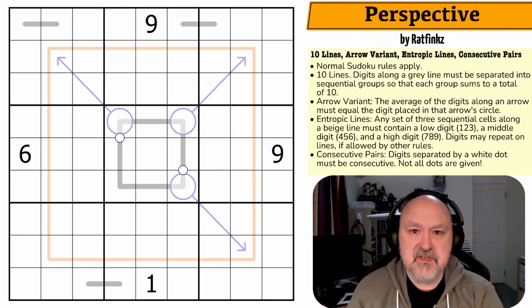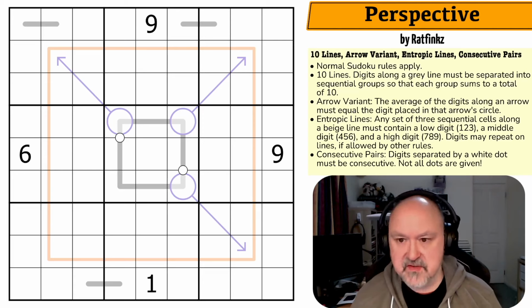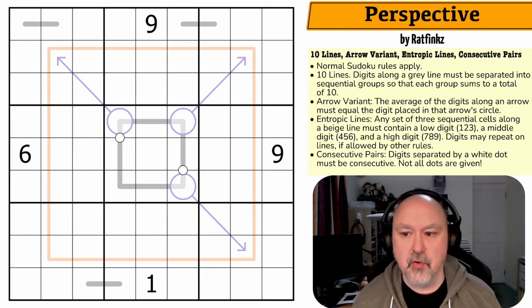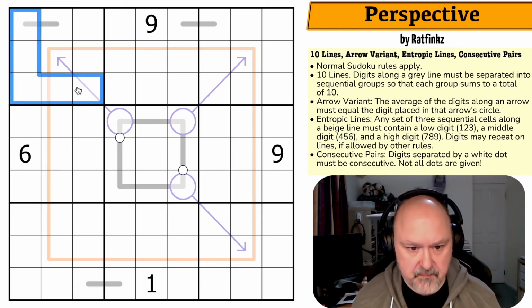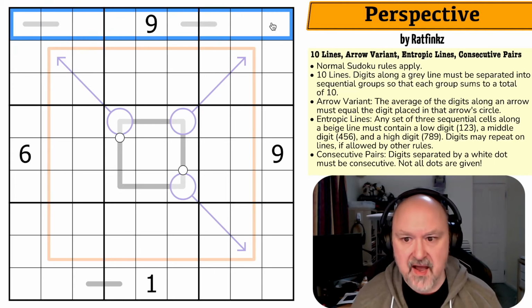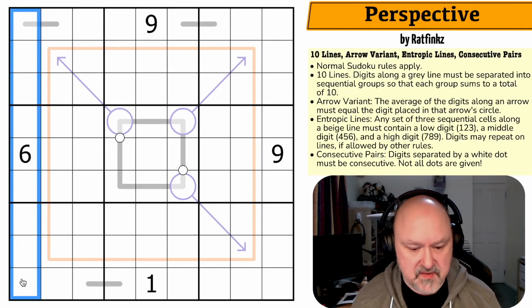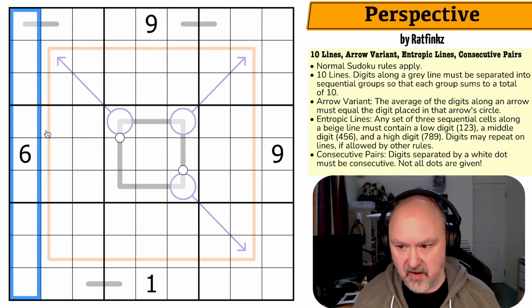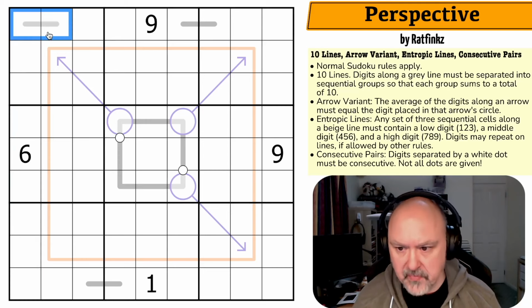Let's try and get some perspective by solving some perspective. So, what do we have? We have normal Sudoku rules apply. So in every box, in every row, and in every column, the digits 1 to 9 must be placed without repetition. We have 10 lines. So the grey lines are 10 lines.